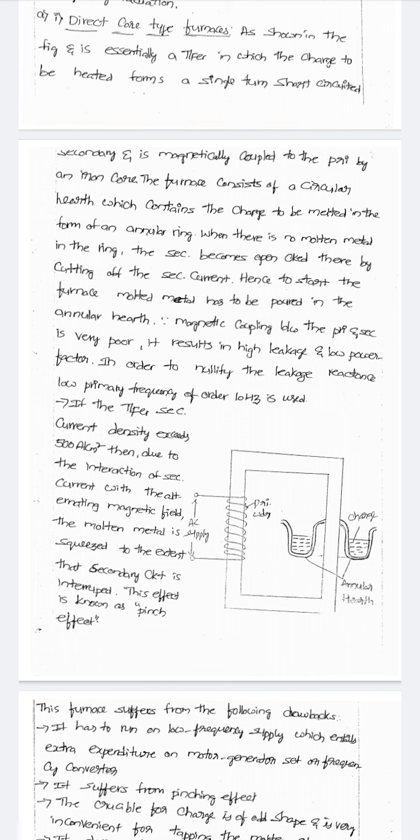So we have to express the explanation depending upon the diagram only. The diagram consists of only a single turn, a single turn and short circuited secondary. There is no winding for the secondary. It is magnetically coupled to the primary in an iron core furnace.